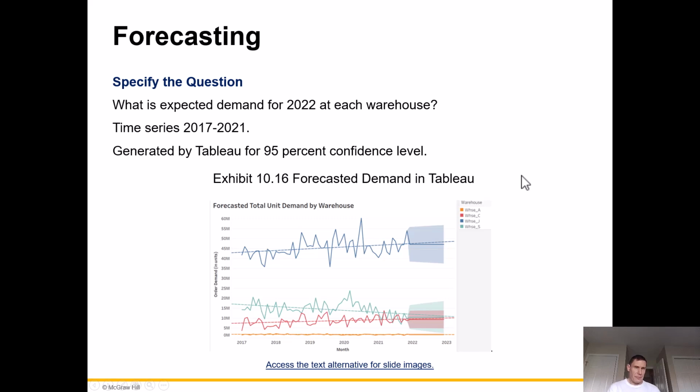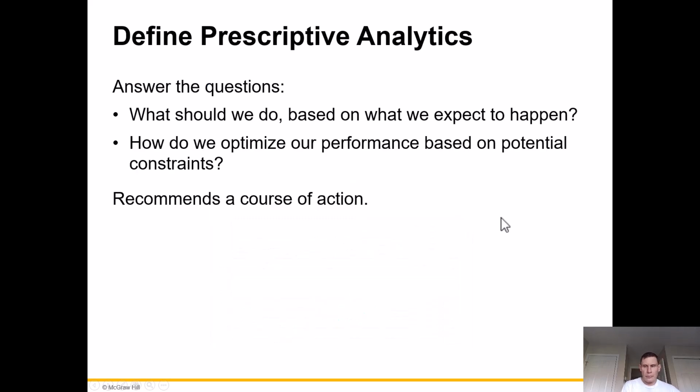With respect to forecasting, again, specify the question: what is expected demand for 2022 at each warehouse? And what they have there is a time series 2017 through 2021. You can see along the bottom here. And this graphic anyway was generated by Tableau for a 95% confidence interval. So again, it's using past data to help predict what will happen in the future.